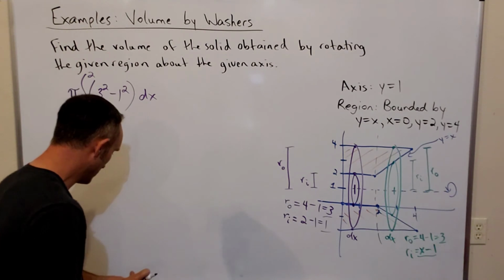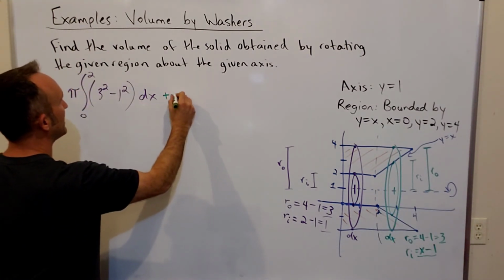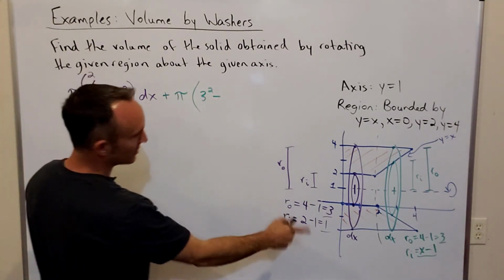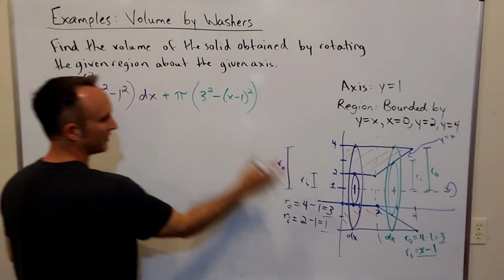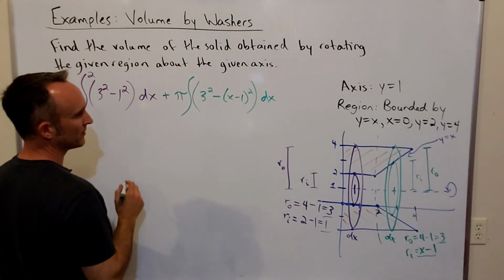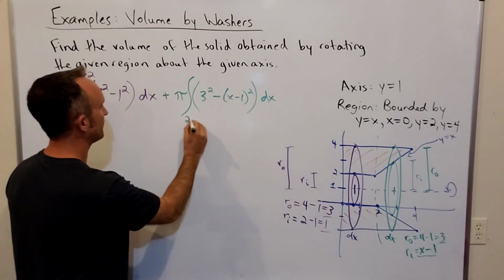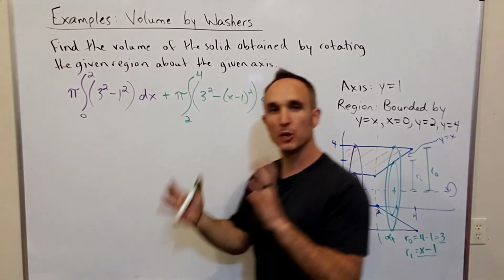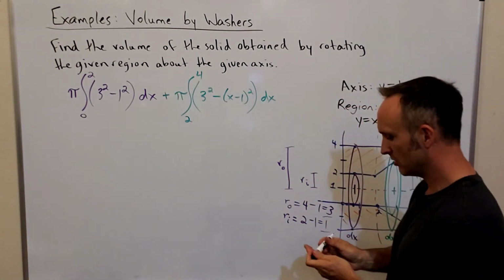Okay? Then we do the green washers. So we do plus pi times the outer radius, 3 squared, minus the inner radius, x minus 1 squared, times the thickness, which is still dx. We add those together, and we do that from x equals 2 to x equals 4. And now we have our integrals set up. So all that's left is evaluating both integrals and adding the two values together. So let's get that done.